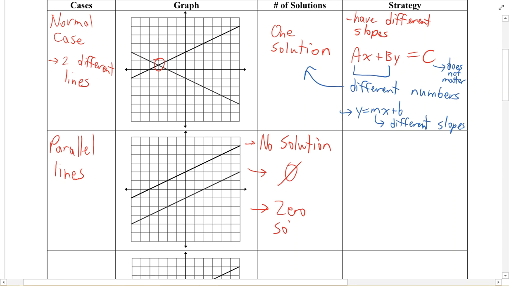Don't write down zero because the zero is not the correct answer. Zero solutions is the answer. If you're writing down the word zero, then you're indicating that that's the answer. So having the word solutions is important, okay? So if you have parallel lines, what you're going to see is that you have the same slope, okay, but different intercepts.